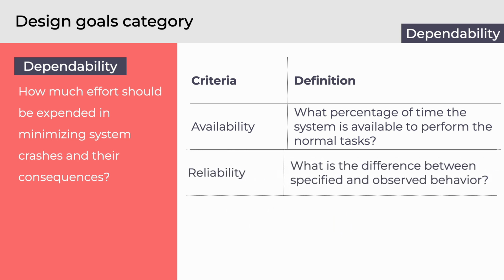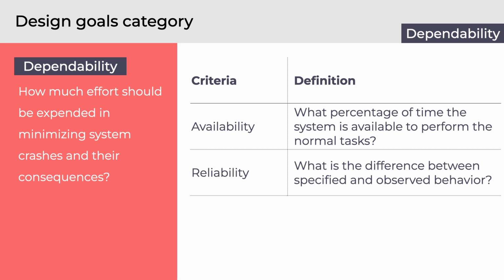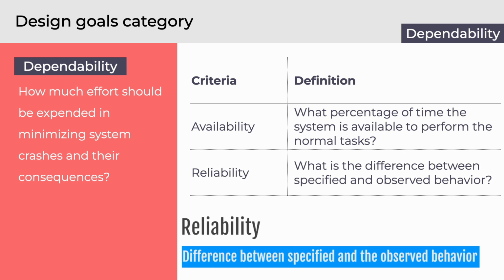Reliability. Reliability is the probability that a system performs correctly during a specified time duration. During this period where the system is operating correctly, no repairs are required or performed. The system adequately follows the defined performance specifications. Reliability can be expressed as the difference between the specified and the observed behavior.